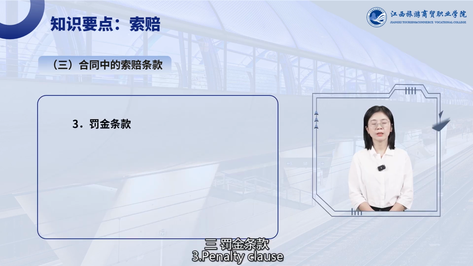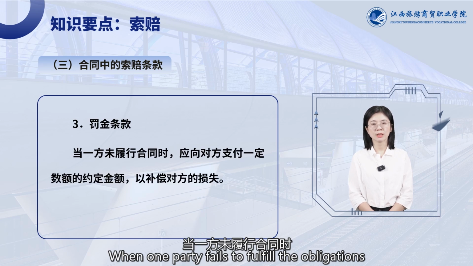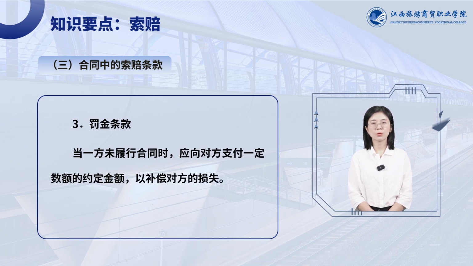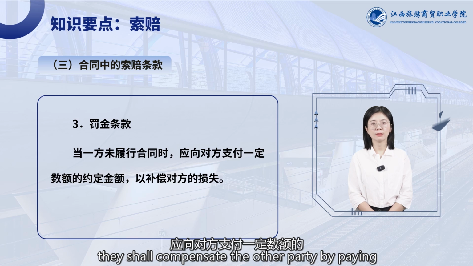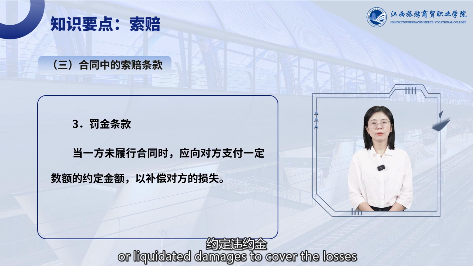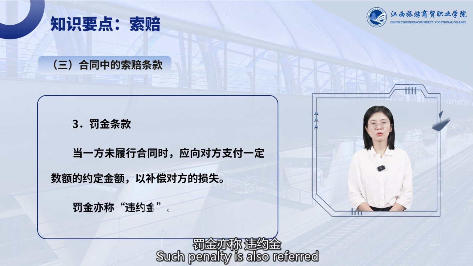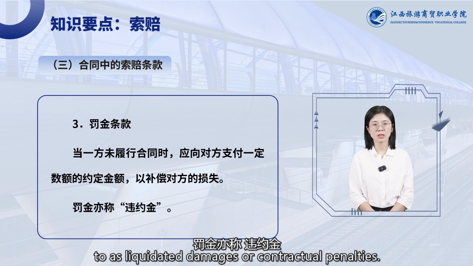3. Penalty clause. When one party fails to fulfill the obligations stipulated in the contract, they shall compensate the other party by paying a predetermined amount of penalty or liquidated damages to cover the losses of the non-breaching party. Such penalty is also referred to as liquidated damages or contractual penalties.